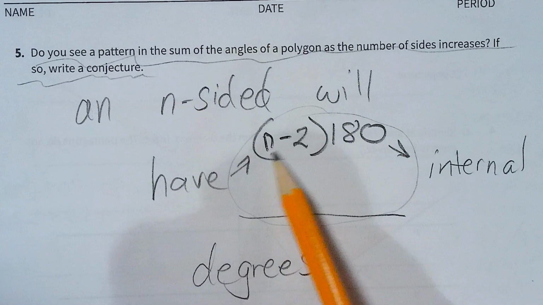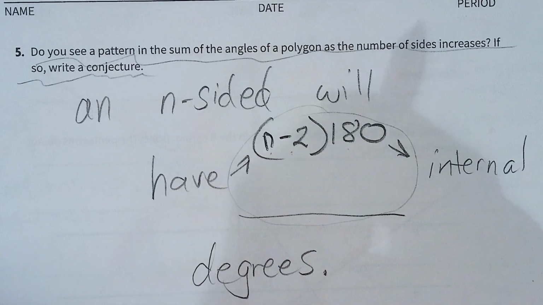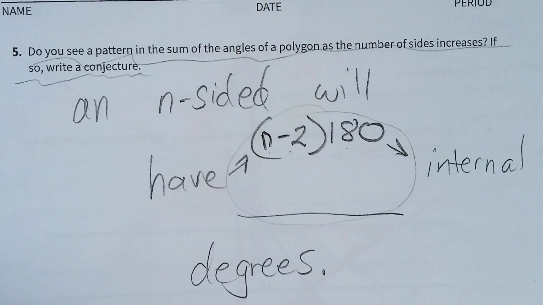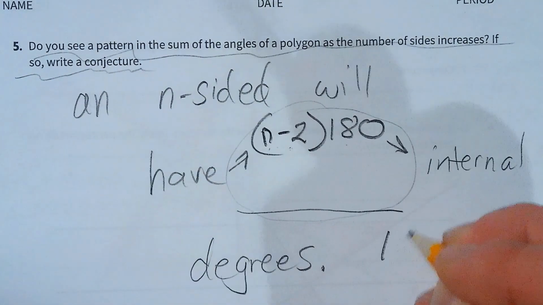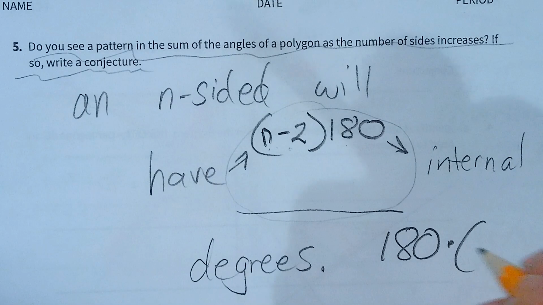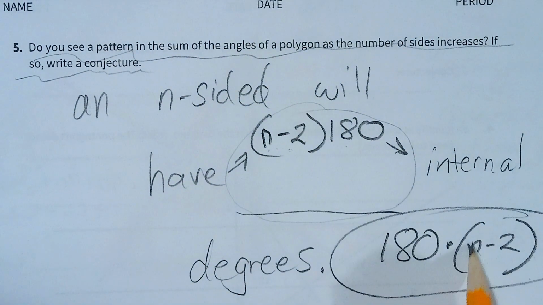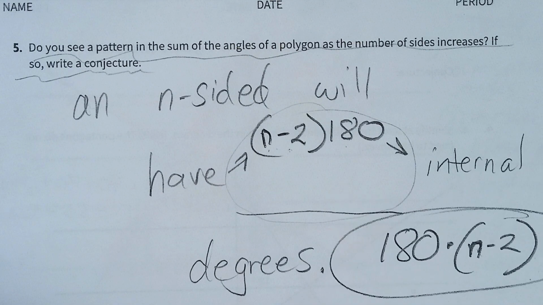A triangle has 3 sides, minus 2 is 1. 1 times 180. Triangles have 180. Yep, that's the formula. Let's write it that way: 180 times n minus 2. That is the formula for the degrees of an n-sided polygon, where n is some number of sides.